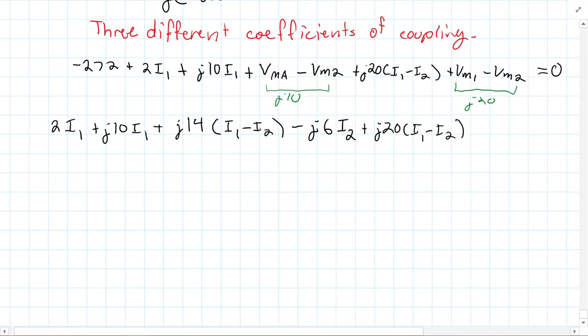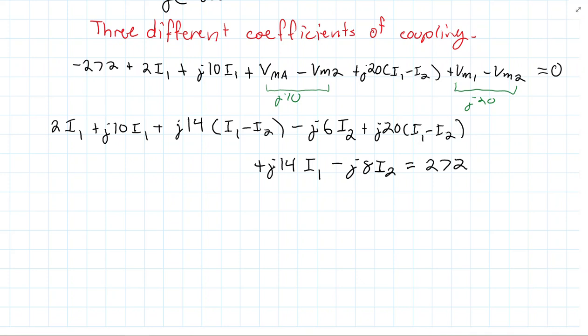And now I've got to do the Vm1 and Vm2, but that's for the j20. So this would be plus j14 times I1 minus j8 times I2 equals 272. So take a second and maybe pause and see if you can see exactly where this equation comes from, because this is the most difficult part of this problem, getting this equation. Then it's just combining like terms, writing another equation down, and then you're good to go.